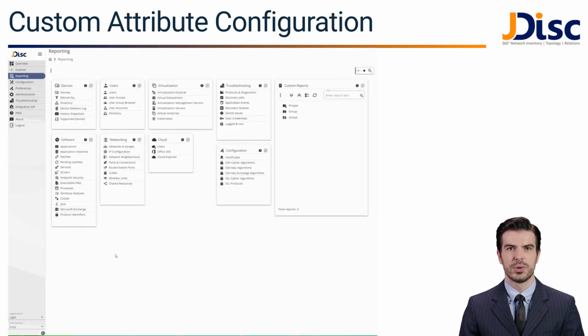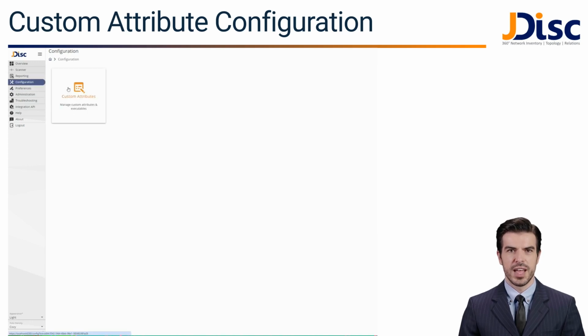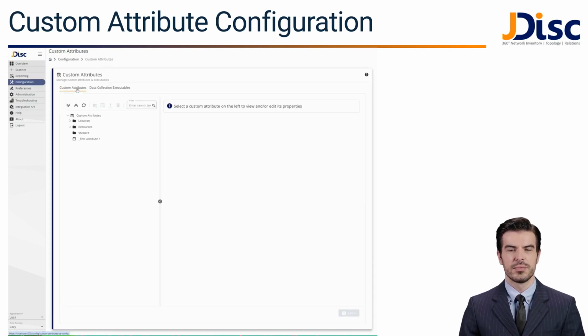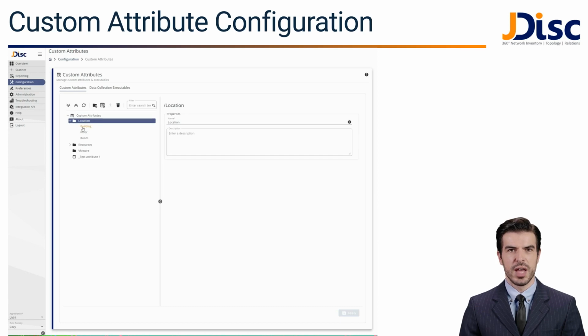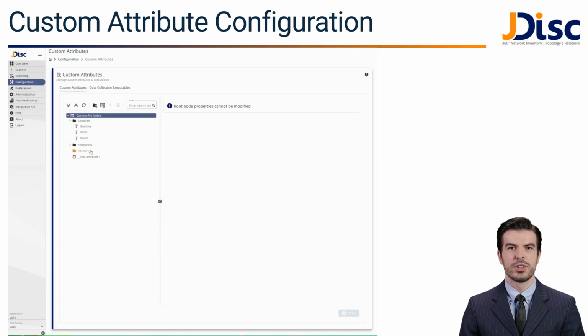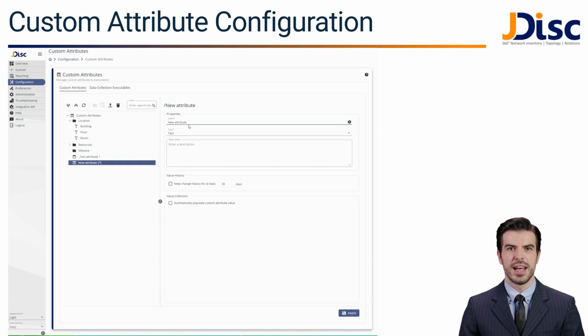For the custom attributes configuration, navigate to the Configuration main menu on the left and then select Custom Attributes. Under the Custom Attributes tab, you can review already configured attributes. On new installations, you can see only built-in custom attributes, which you cannot delete nor change. In order to create a new attribute, select the folder in which it will be placed, and then select the Add Custom Attribute button.